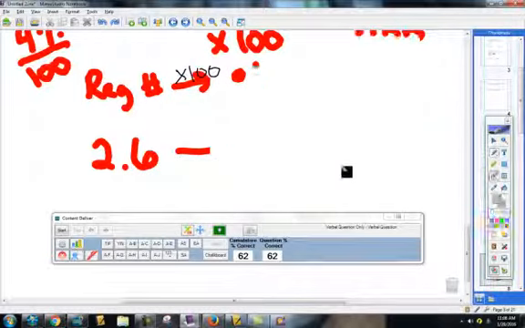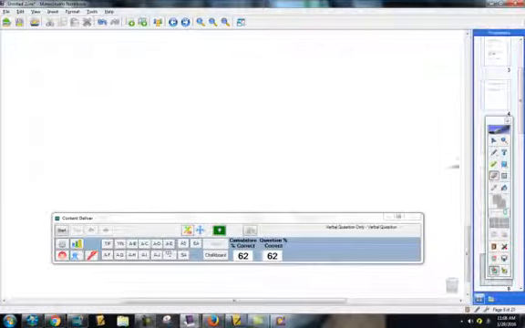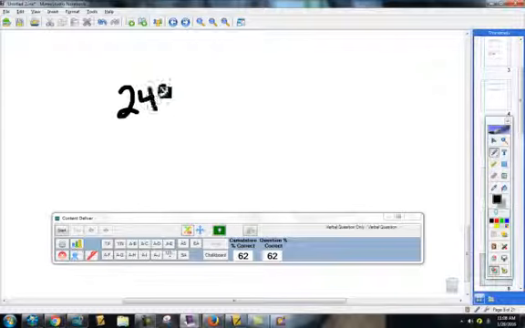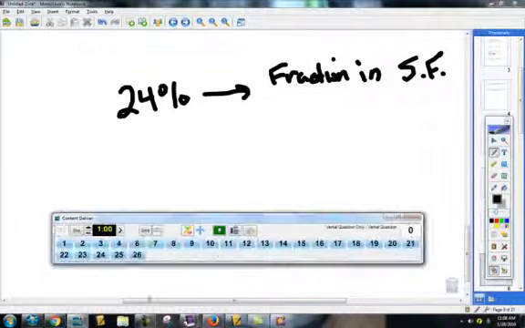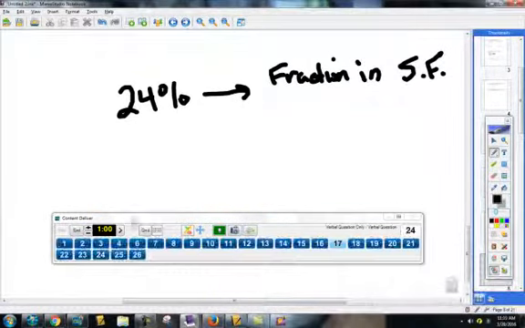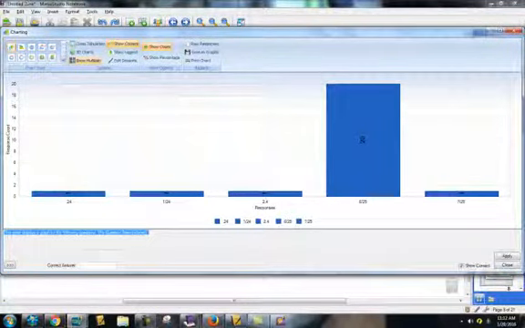Okay, now let's convert this percent right here. I'll write it up here. Let's go 24% into a fraction in simplest form. Did everybody hear me? A fraction in simplest form. Go. So we had, that's the correct answer, 6/25. Go ahead and hit that, please.